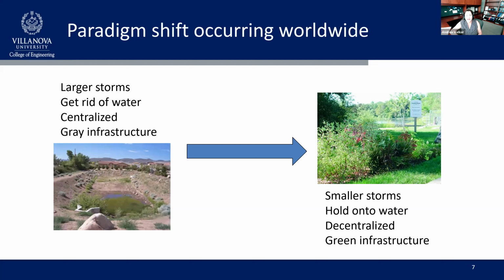So we're moving from a gray approach to a green approach. And what's happening over time, and this really does make sense, is that more often we're seeing a real hybrid approach, where gray infrastructure, we can't just completely get rid of it. We still need to have piping systems. We still need to have flood control mechanisms available to handle large quantities of water. But if we partner that with green infrastructure, we get a really effective system.